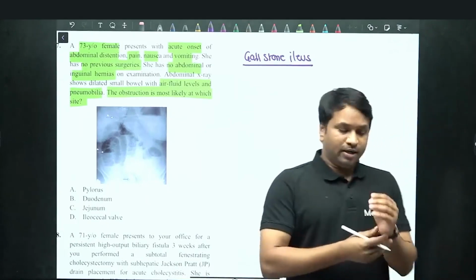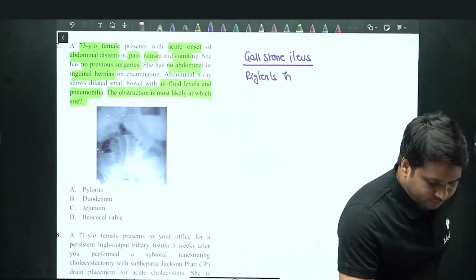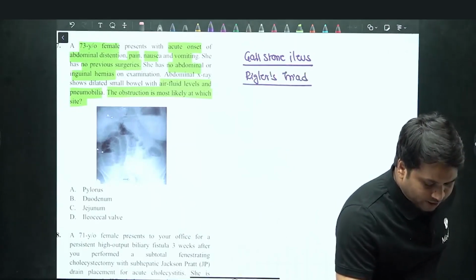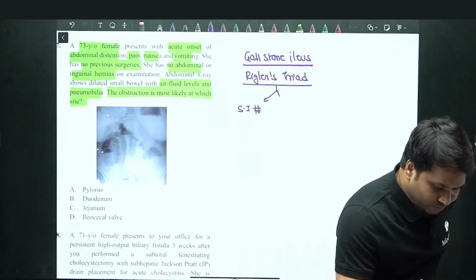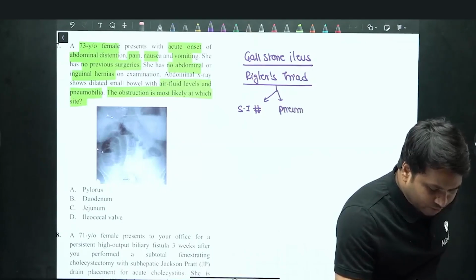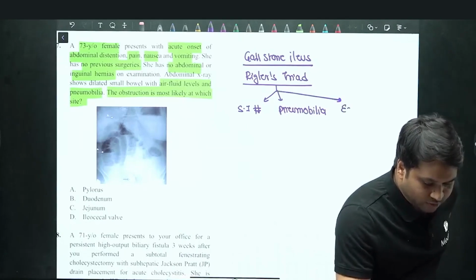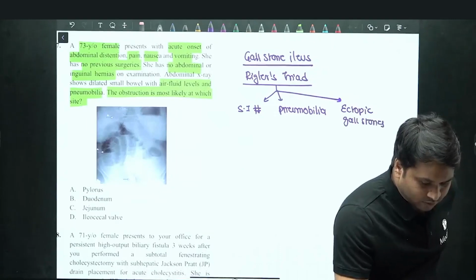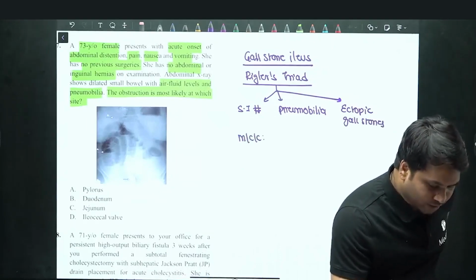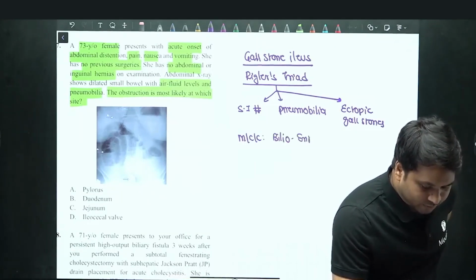Now, in a gallstone ileus, you have a triad, which we call the Rigler triad. What is the Rigler triad telling you? There is a small intestinal obstruction, presence of pneumobilia, and presence of ectopic gallstones. Remember, the most common cause for gallstone ileus is a bilioenteric fistula.